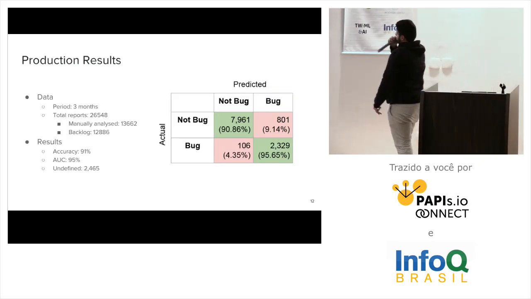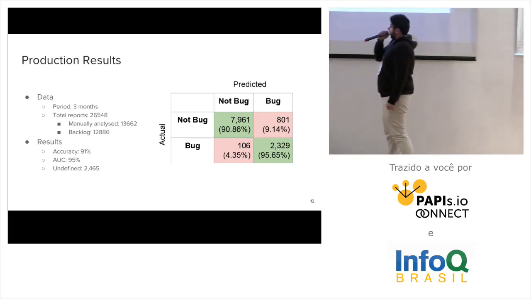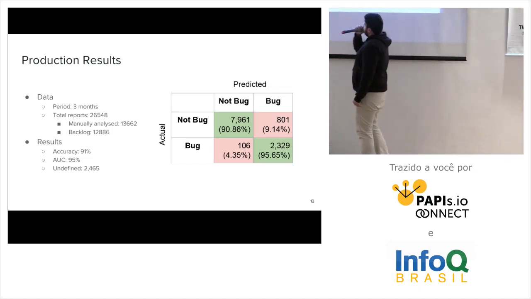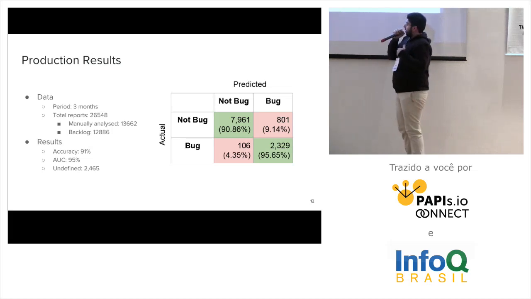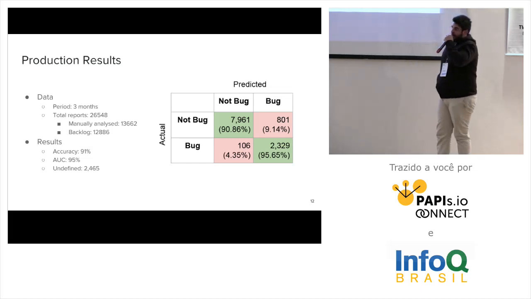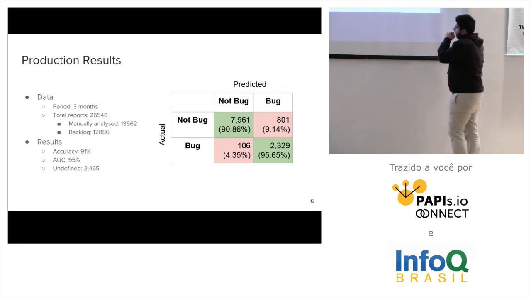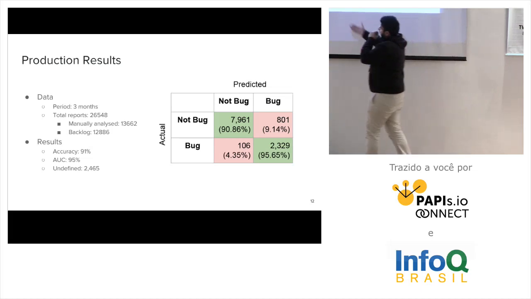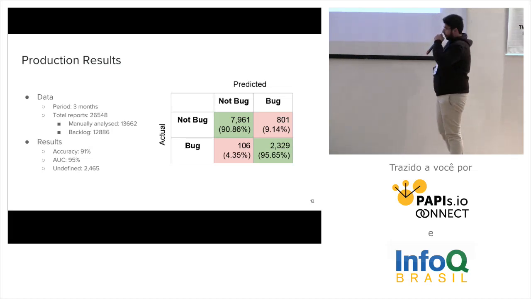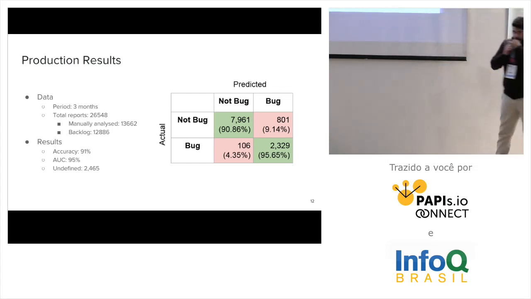So with this model, here are the production results. We ran our model for 3 months in the background just to see how it performed. In these 3 months, 26,000 reports arrived at our servers, and only half of this number was actually analyzed. We used these analyzed reports to see how our model actually behaves. We had 95% AUC with an overall accuracy of 91%, while complying with the business restriction.